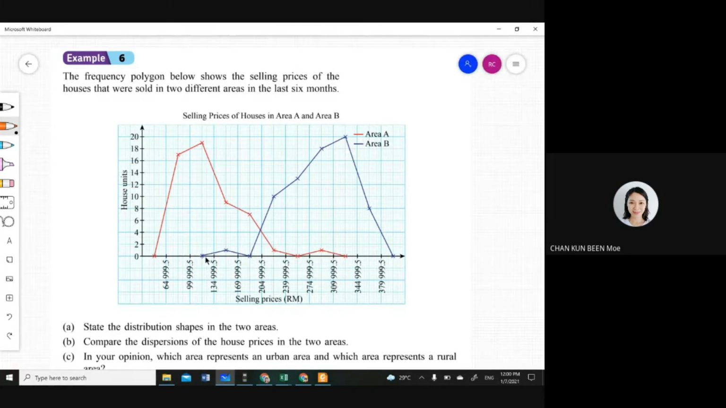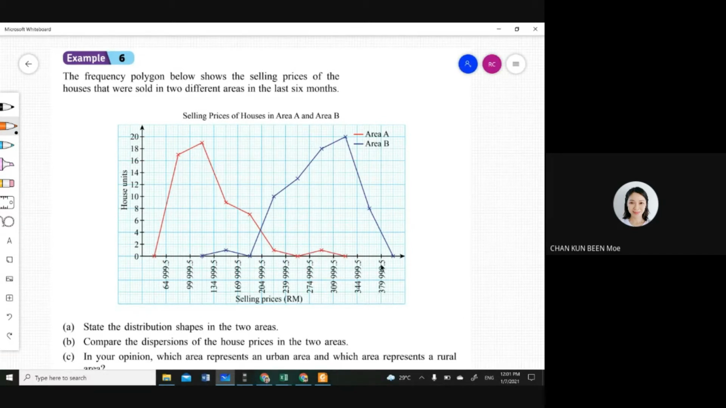And then if we look at area B over here, half, 1.5, 2.5, 3.5, 4.5, 5.5, 6.5, 7.5, 8. So they are the same, right? Meaning the dispersion of the selling price in area A and area B are the same, even though their shape is different. Almost the same, although we can see the distribution of the price is a bit different, because this part is higher and this one is lower. It starts at lower selling prices, but they are approximately the same.